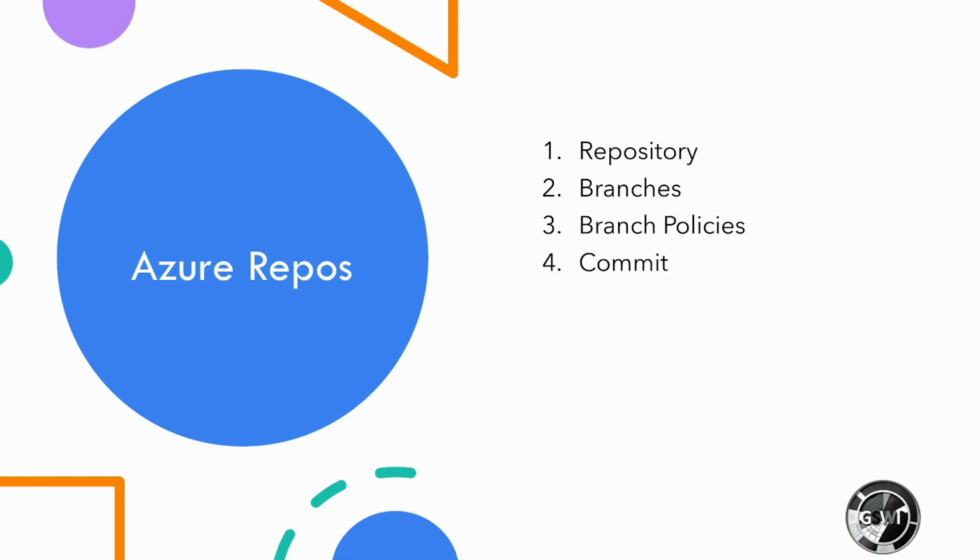Commit. A commit is a group of changes saved to your local repository. You can share these changes to the remote repository by pushing the changes to the origin branch.